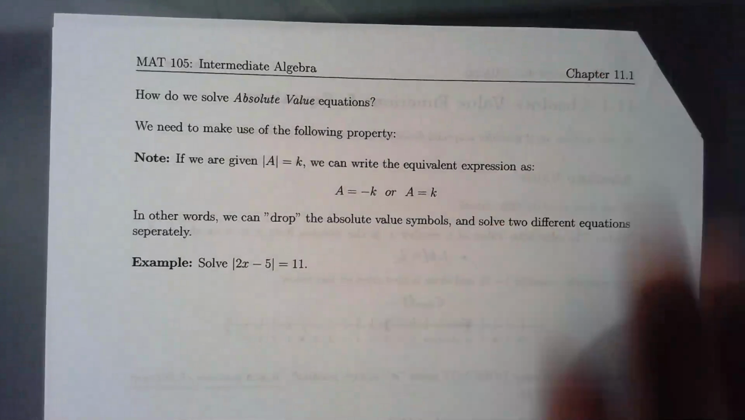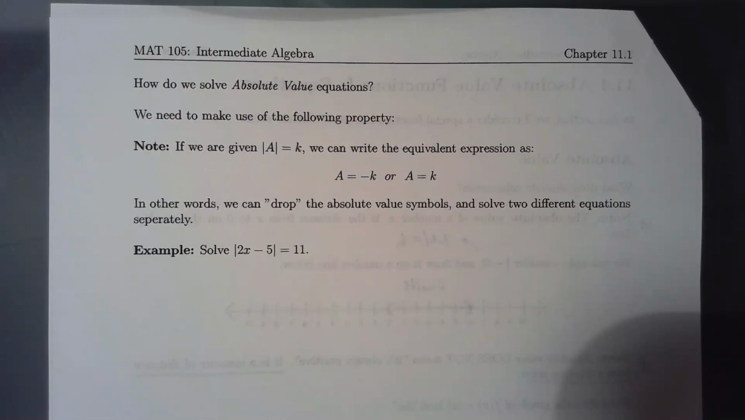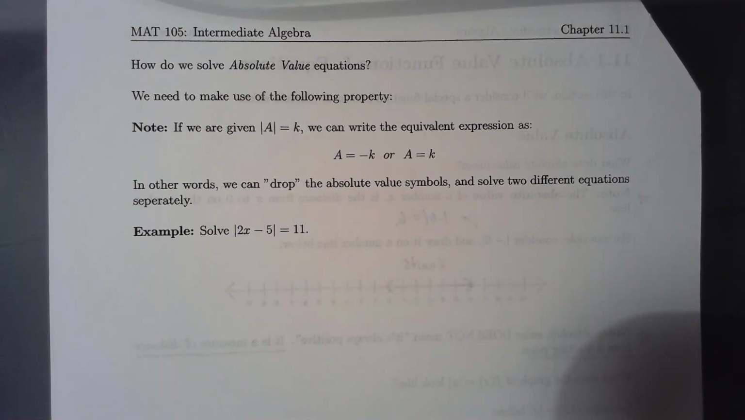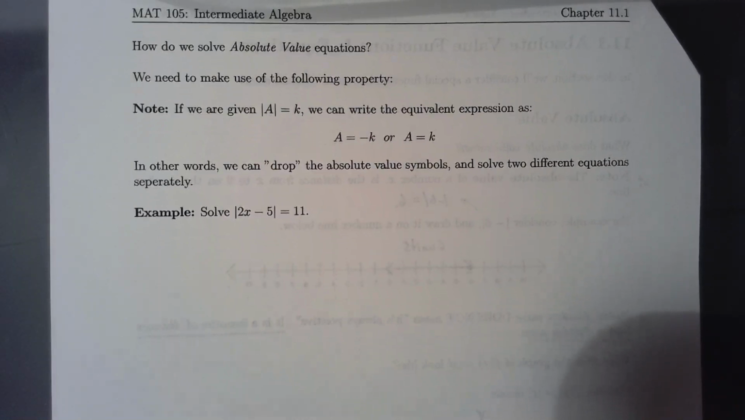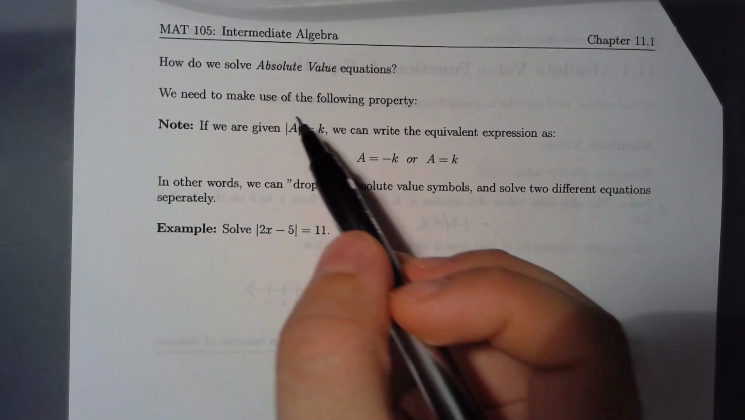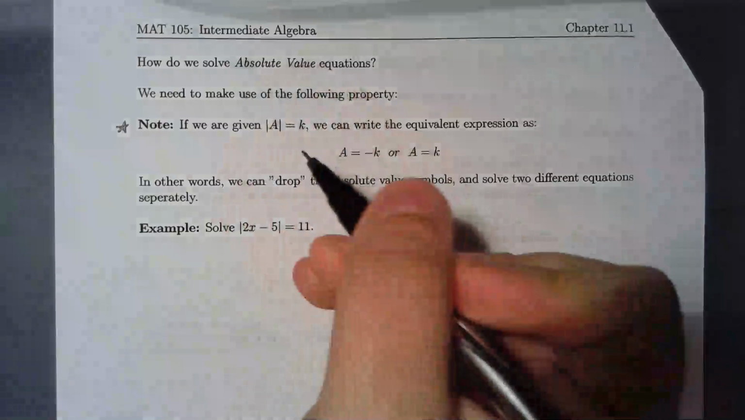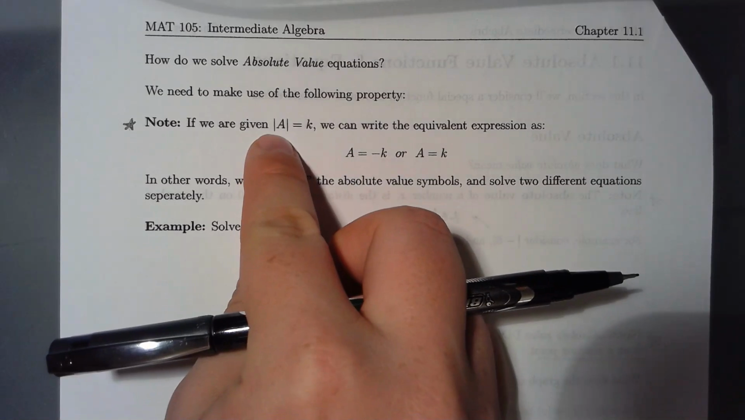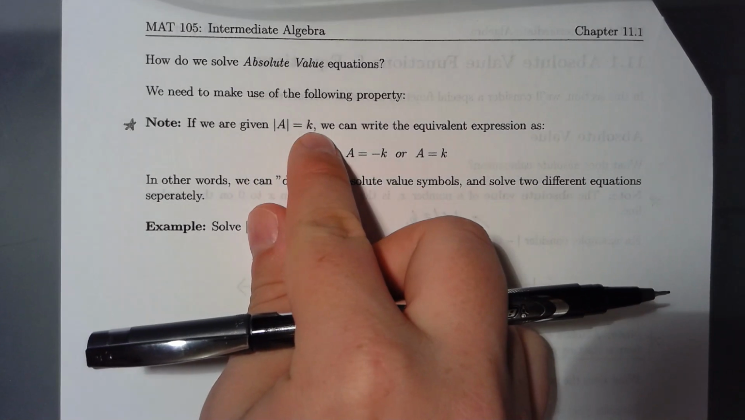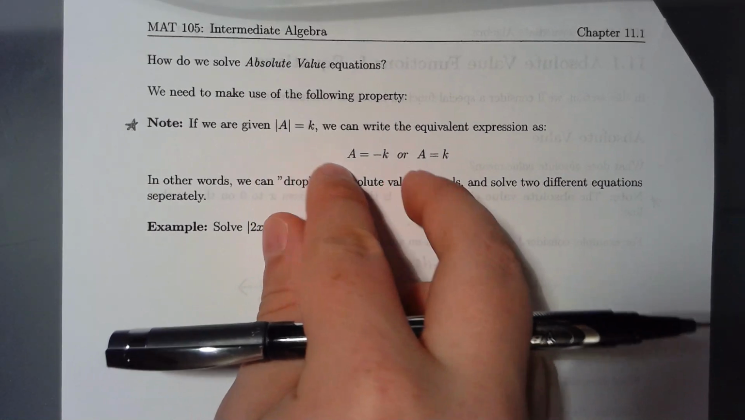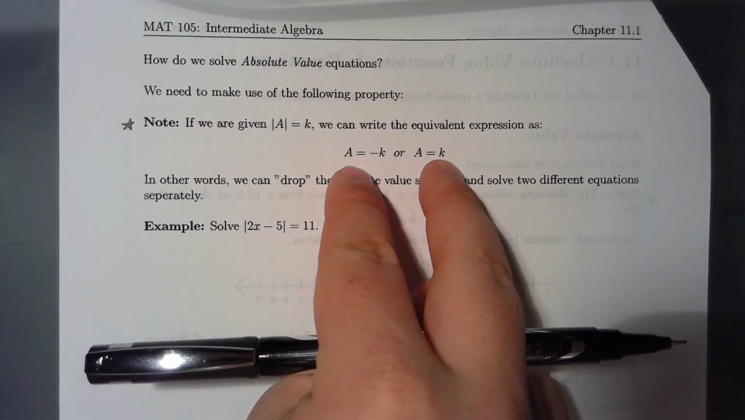All right. Well, what if we have absolute value equations we want to solve? It's basically just a matter of, if we have an absolute value of some expression equaling a number, what we could do is drop the absolute values and write two equivalent equations.